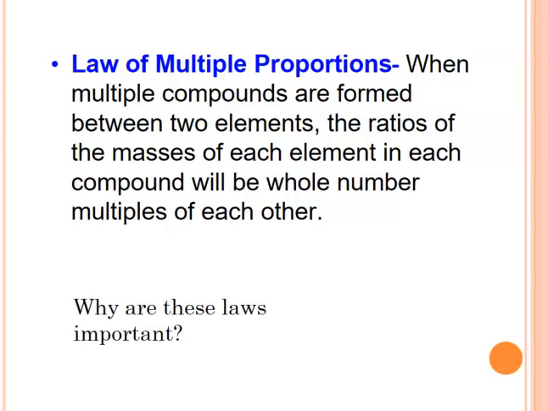Now, if you have those numbers written down in front of you, just look at them, and you're going to start saying, hey, wait, this one's twice as big as that one, or this one's 4 times as big as that one. That's what this law is saying: when you have multiple compounds formed between two elements, the ratios of those masses are whole number multiples of each other. So why are these laws important?